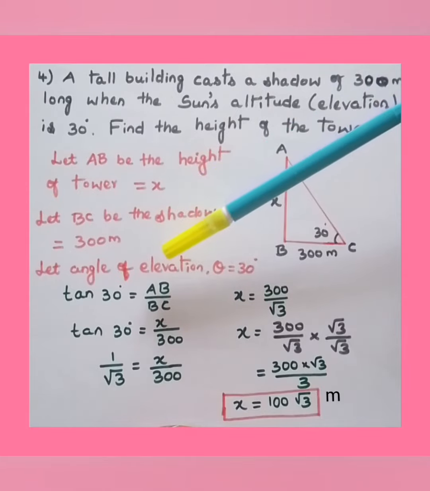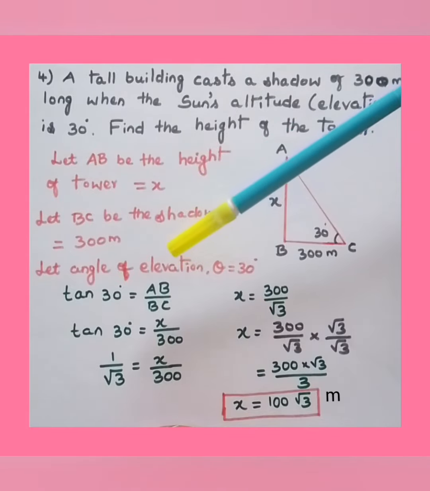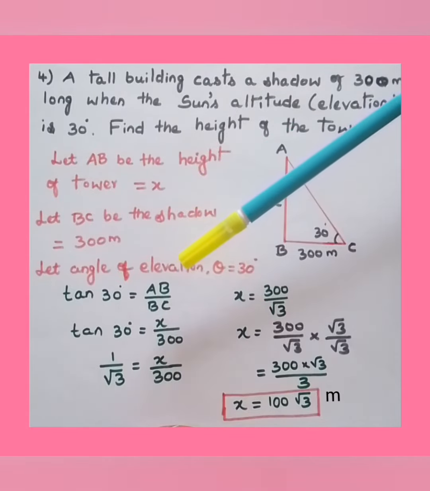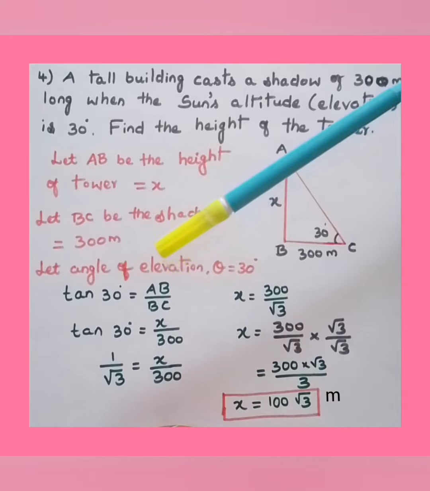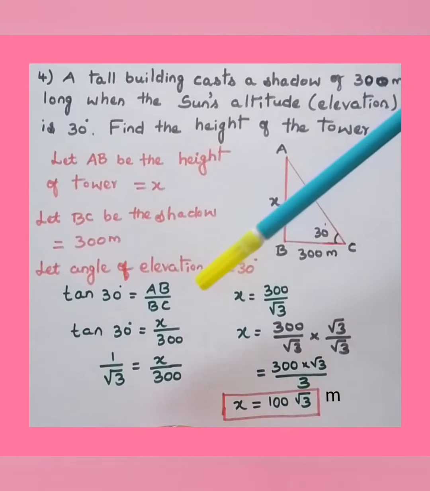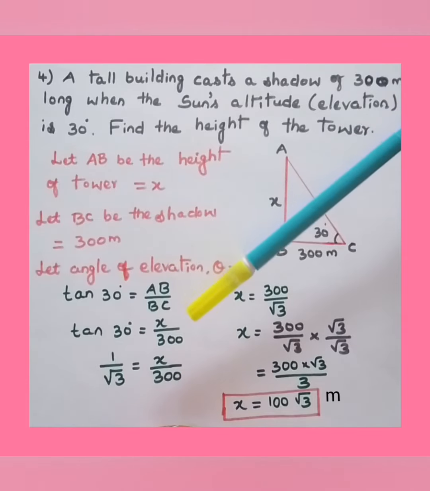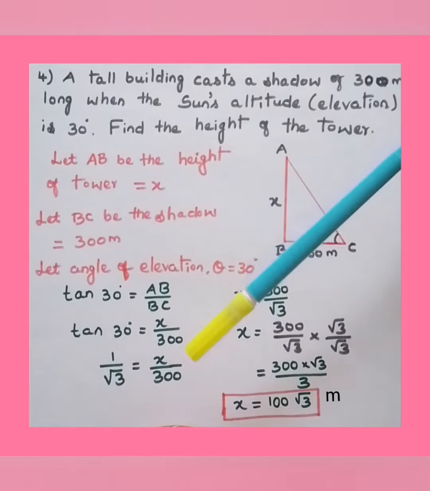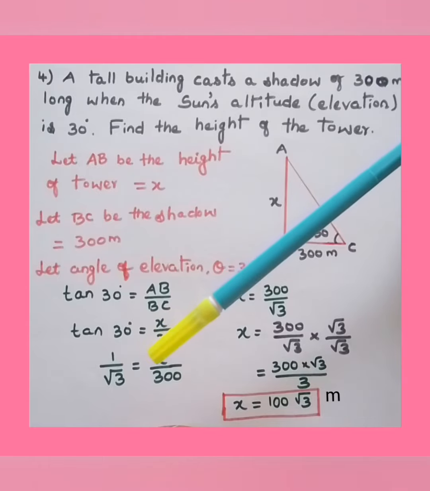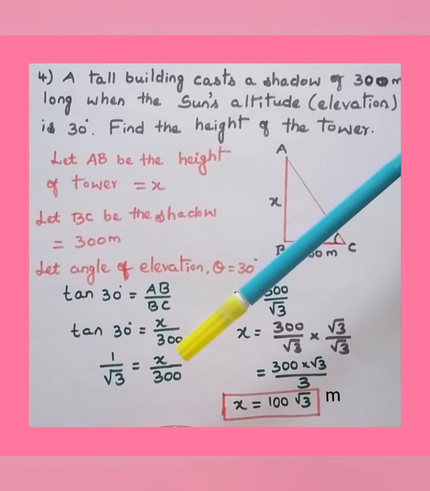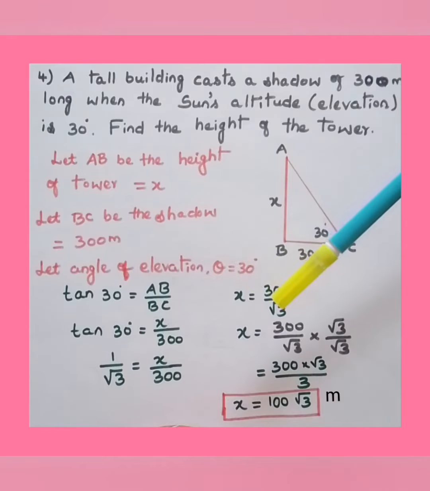So tan theta is equal to perpendicular by base. I didn't write the formula here; if necessary, you can write it. Which is perpendicular? AB is perpendicular, base is BC. Substitute the values x and 300. And tan 30 value is 1 by root 3, which is equal to x by 300. On cross multiplying, we get x is equal to 300 by root 3.